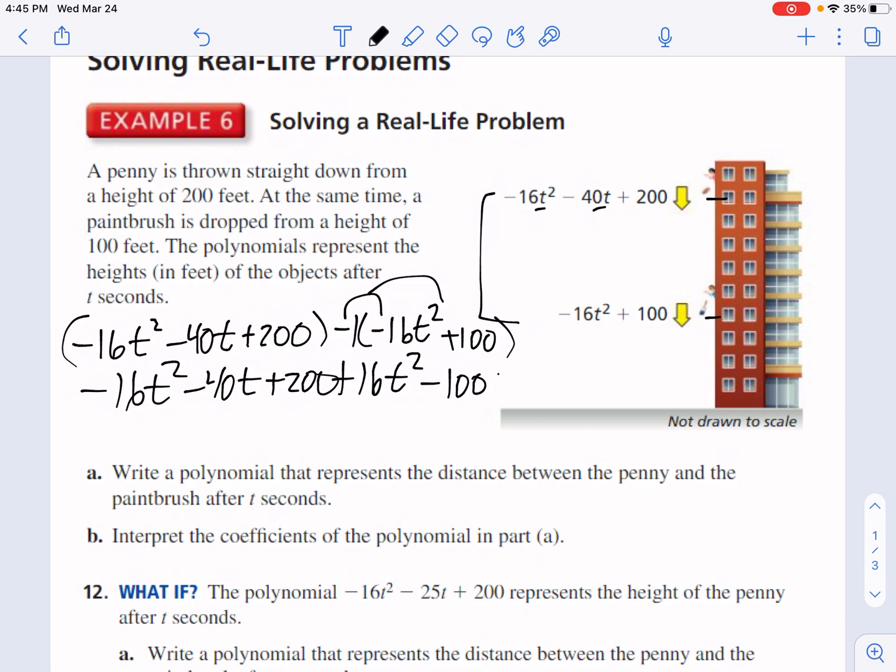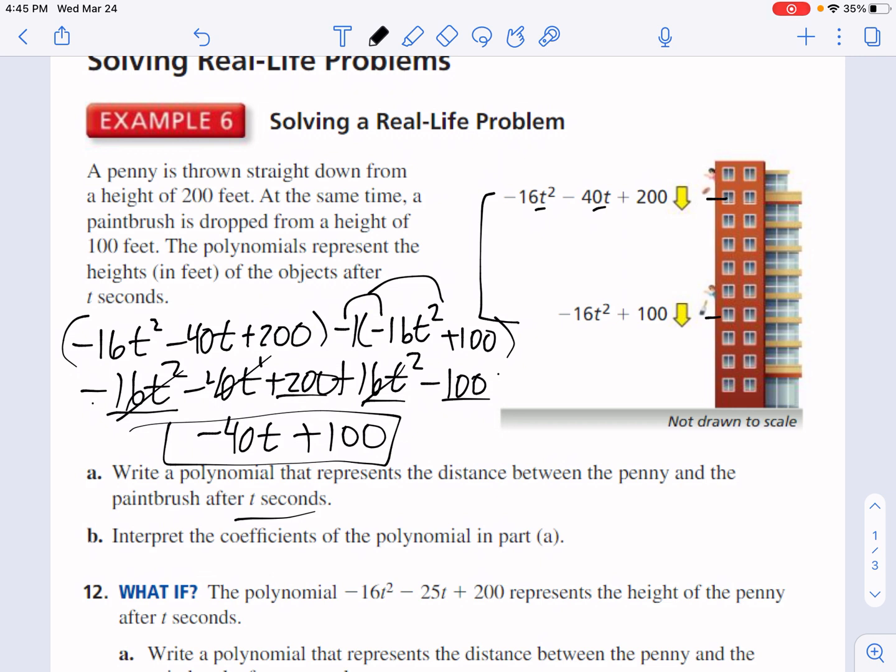Now notice when we combine like terms, the highest exponent here is 2, but a negative 16 and a positive 16 cancel out and make 0, okay? And like in the last video, we don't actually have to write 0, we can just cancel them out. Then the next highest exponent I see is an exponent of 1, and we have a negative 40t, but there's nothing to combine with it. Then lastly, we can combine 200 and minus 100. 200 minus 100 is 100. So for part A, it said write a polynomial that represents the distance between the penny and the paintbrush after t seconds, and that's what we have here.